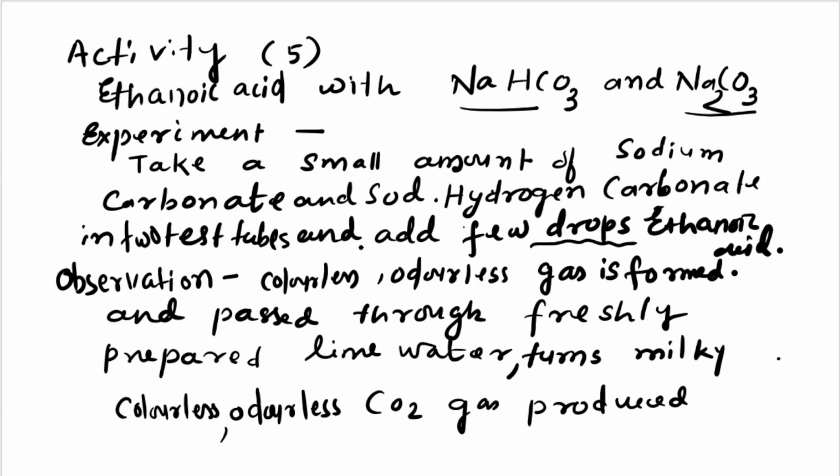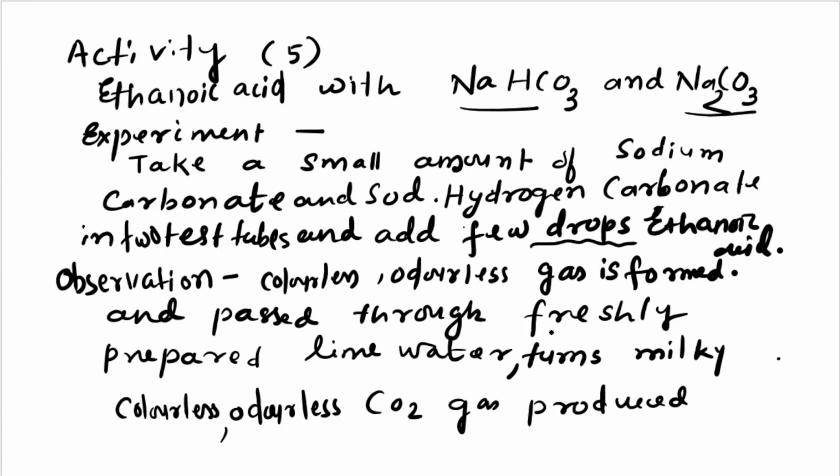In one test tube, what is that? Sodium carbonate. In the second test tube, what is that? Sodium hydrogen carbonate. Then in the two test tubes add a few drops of ethanoic acid. Then what happened? What is the observation? A colorless, odorless gas is formed. And when passed through freshly prepared lime water, it turns milky.